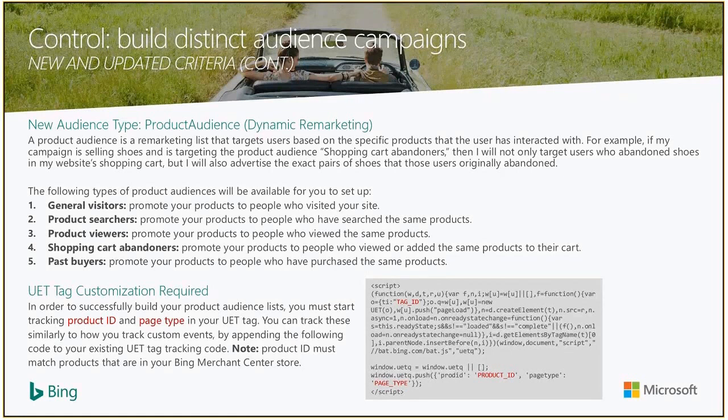So one last requirement in order to make product audiences build successfully in Bing Ads is that you must start tracking product ID and page type as part of your UET tag. So you can track these similarly to how you track custom events today by appending the following code to your existing tag. Note that the product ID in this tag must match the product ID in your Bing Merchant Center store.